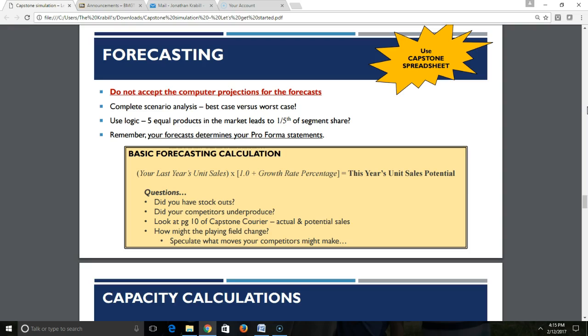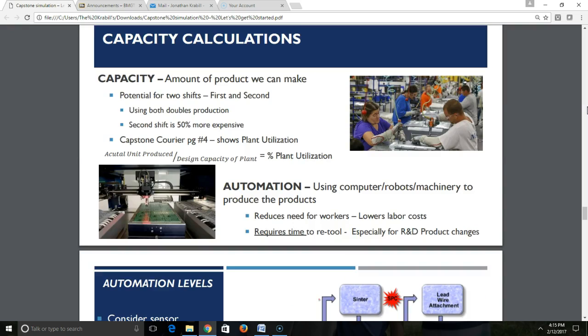The marketing person, the finance person, R&D, everybody's going to have to get together on the same numbers here, because this is really the core of your strategy decision.